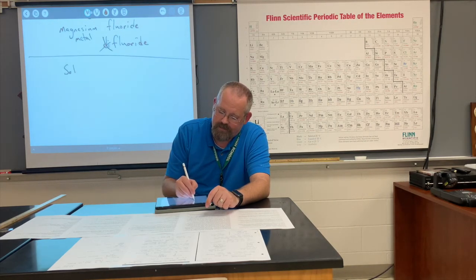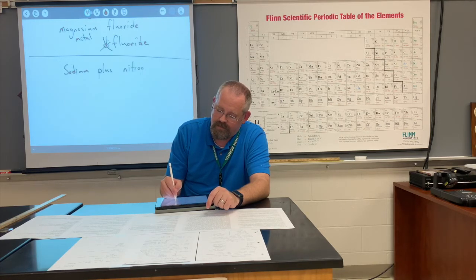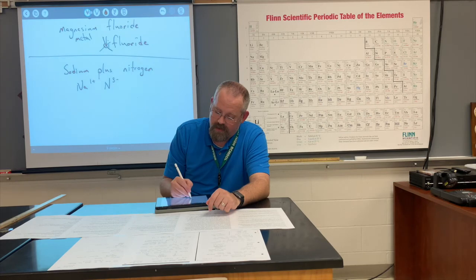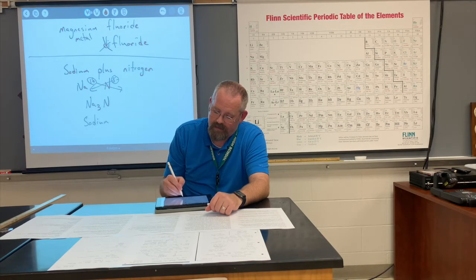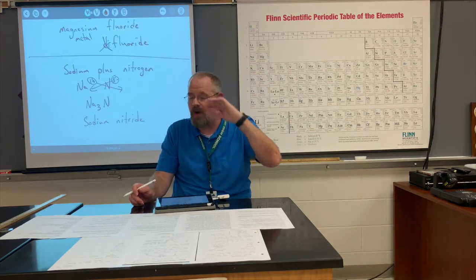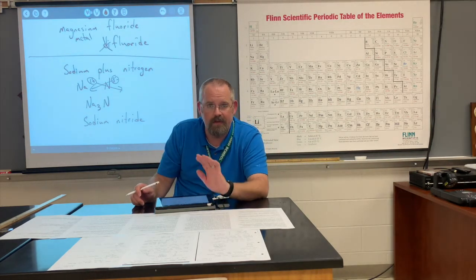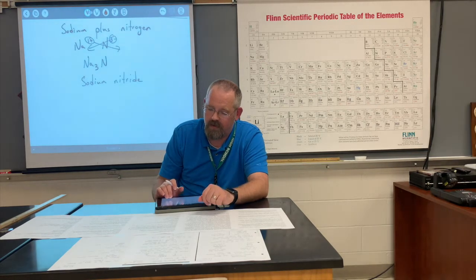Let's do sodium plus nitrogen. So sodium, first column, so +1. Nitrogen, that nitrogen group has 5 valence, so that's going to be a -3. So I'm going to put the exponent of 1 into the subscript of the other, so Na3N. And that's it. We're going to call it sodium nitride. Your cation, your positive, is always written first. So your metal, your cation, your positive is always written first. So make sure you're always doing that.